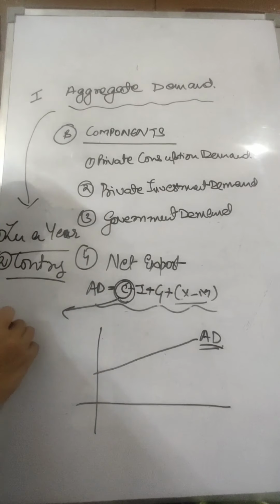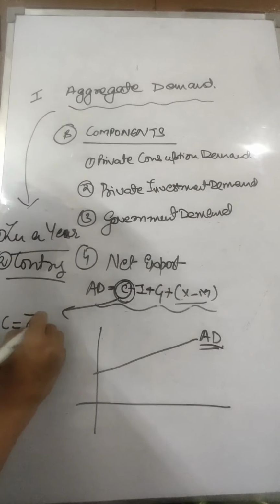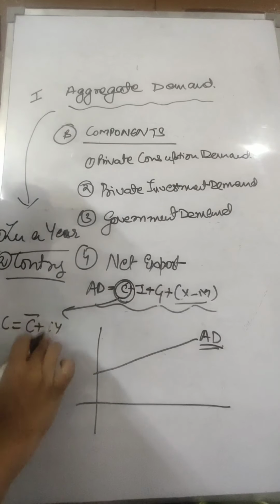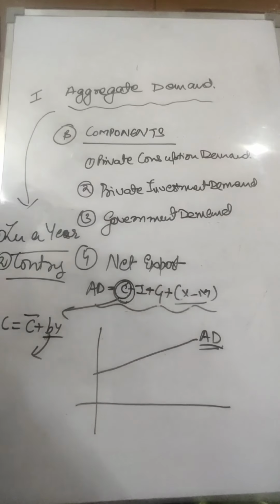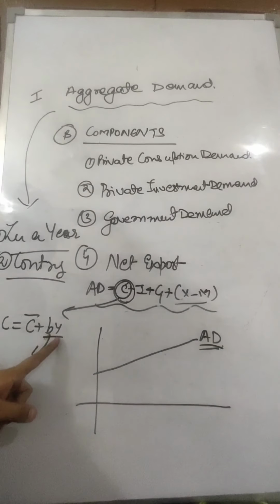So C refers to how we'll be calculating with C. C equals C bar plus bY, where b refers to the change with the level of income that you are consuming. Okay, consumption changes with the level of income. As your income increases, your consumption also increases, but only to a certain level.